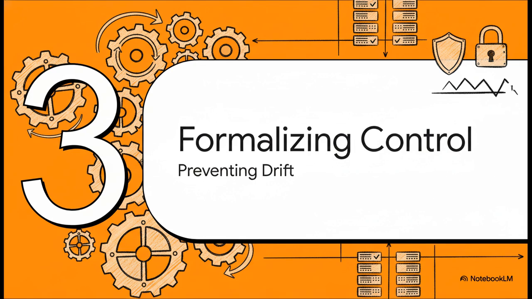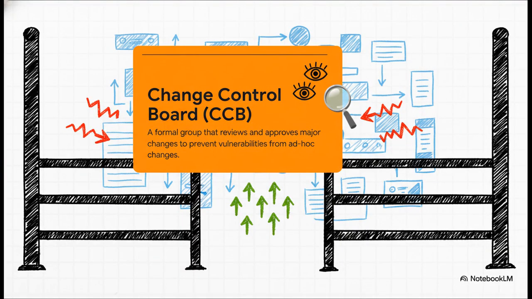Patching takes care of the known vulnerabilities, but formal change control, that's what prevents us from creating new ones by accident. This is our number one defense against configuration drift. The mechanism for this is something called a change control board, or CCB.